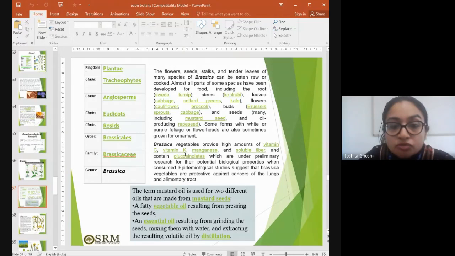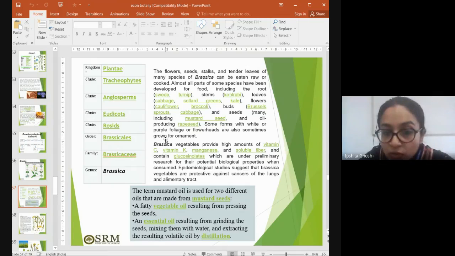So nutrition wise also, it is very useful because it is rich in vitamins, it has manganese, then it has soluble fiber, and they contain glucosinolates. Okay. So this is very important for you to remember, which are under preliminary research for their potential biological properties when consumed. So a lot of research work is going on about how this is useful for human health.